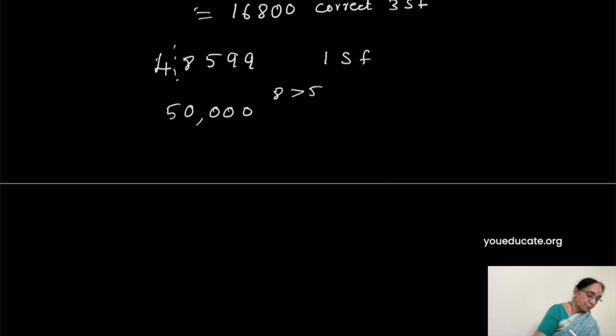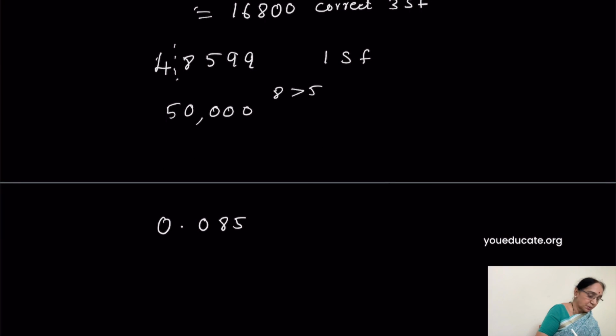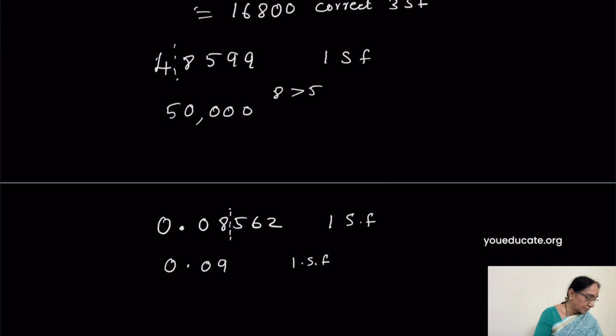Now what about 0.08562, correct to 1 significant figure? Now this is a decimal. Here the first significant digit, the one with value, occurs at 8. So retain that and see what comes after that. It's 5. So I need to add 1 to the previous number, so it will be 0.09. That is correct to 1 significant figure. Because 5 or more than 5, you add 1.